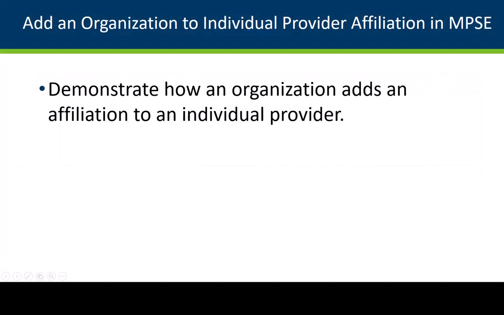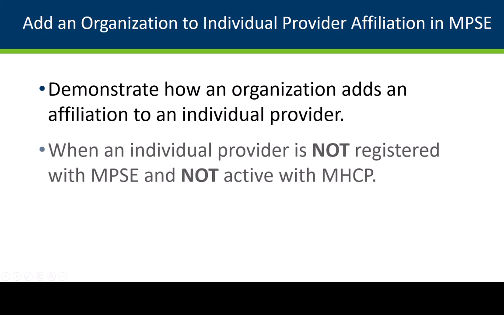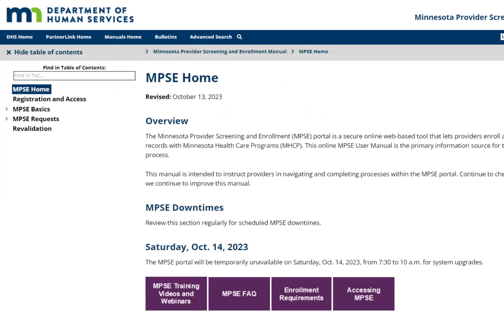In this video, we have demonstrated the process for adding an affiliation for an individual provider to our organization who is an active MHCP provider and enrolled in the portal. If we were adding an individual provider who is not enrolled in the portal or who is not an active MHCP provider, we would use the instructions found in the MPSE user manual.